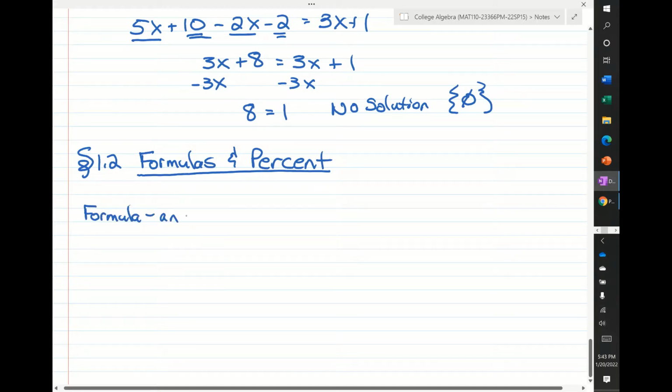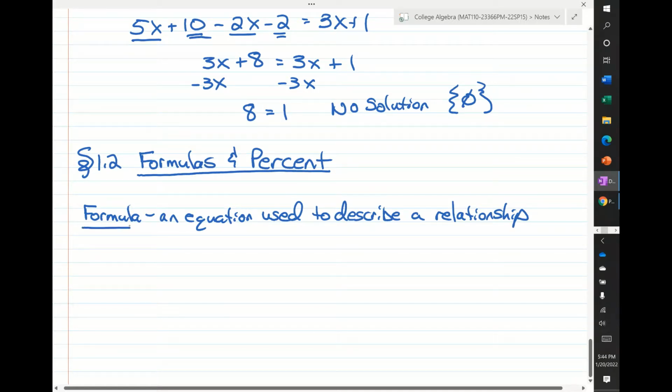is just an equation used to describe a relationship. There's a formula for how cold it is outside, how to convert that to Celsius. There's a formula to find the area of a square, right? So you guys know what formulas are.